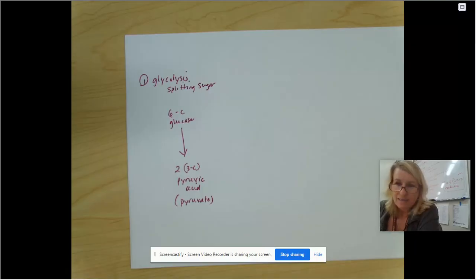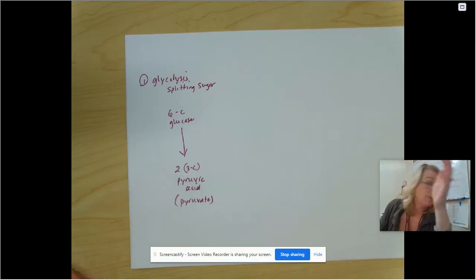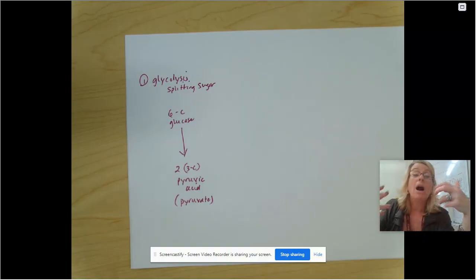During this process, it's really like a 10-step process. And lucky for us, we are not responsible for knowing all of those 10 steps and all of the enzymes that catalyze those 10 reactions. It's kind of messy, and we don't have to know that. What do we need to know? We need to know that we are oxidizing glucose. What does it mean to be oxidized? Well, it means that we're going to rip some electrons off.